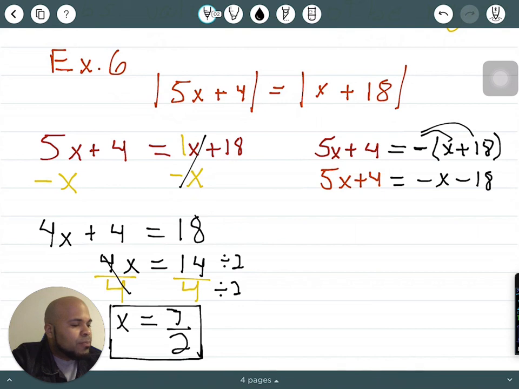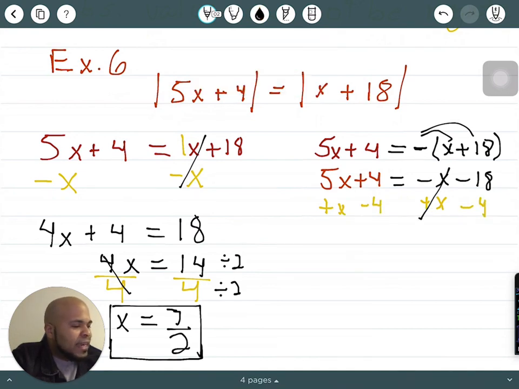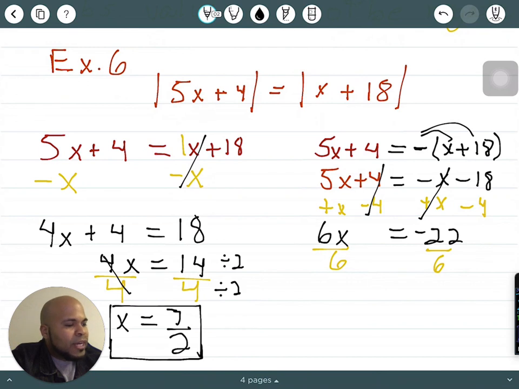So you're going to end up with, let's actually do it, plus x over here and plus x over here. And I'm going to subtract 4 from both sides. When I do that, this x cancels. I get 5x plus x is just 6x. And then plus 4 minus 4 cancels. And that's going to equal negative 18 minus 4, which is negative 22. My last step to get x by itself is to divide both sides by 6. And when I do that, I get that x equals.